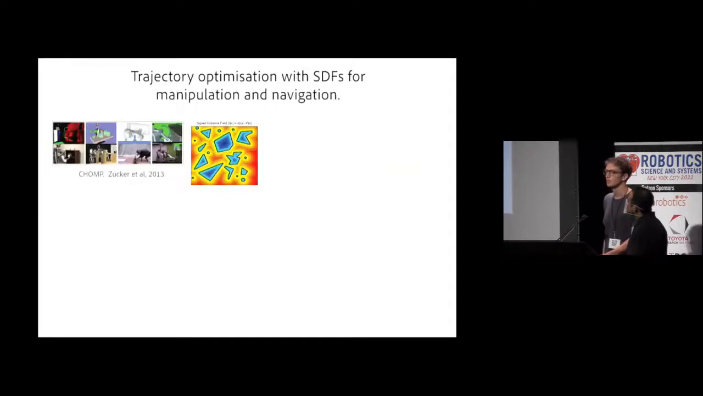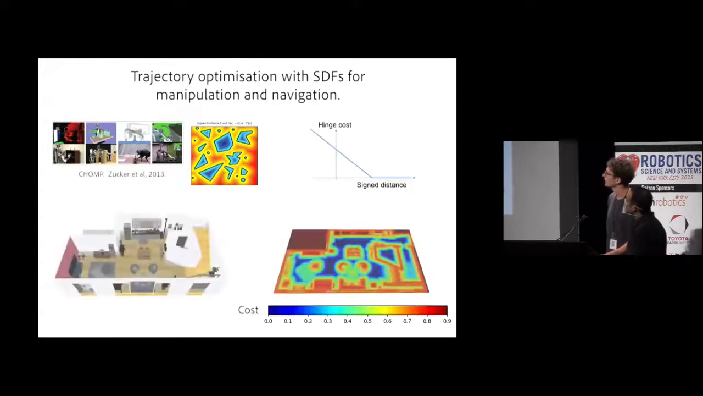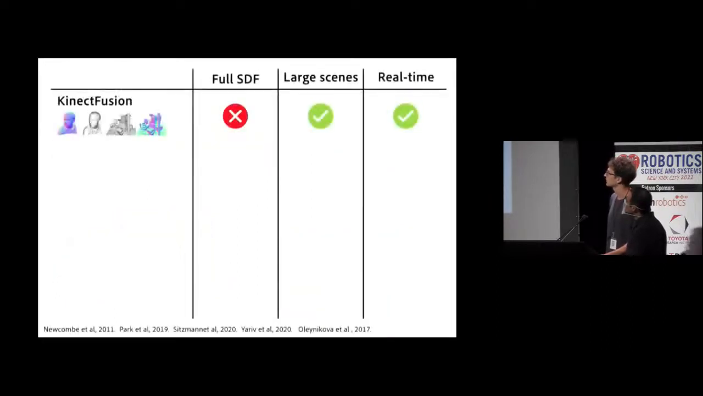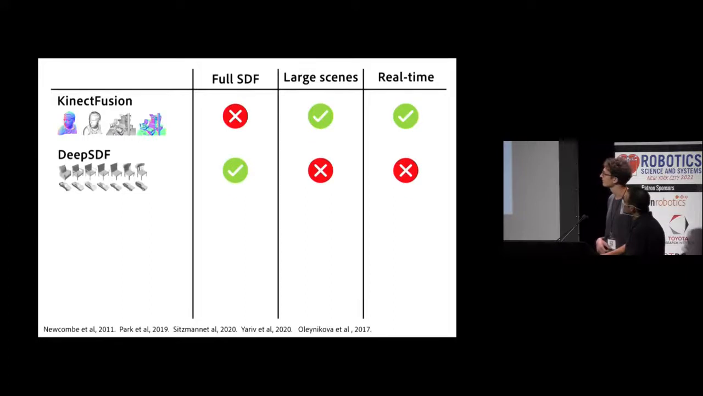Signed distance fields are commonly used in robotics for navigation and manipulation for motion planning. The reason for this is that it's very easy to transform a signed distance field into a collision cost field simply by applying something like the hinge cost as shown there. Although truncated signed distance fields are commonly used in SLAM systems such as KinectFusion, it's very challenging to reconstruct full non-truncated signed distance fields because simply applying depth fusion results in large errors away from surfaces.